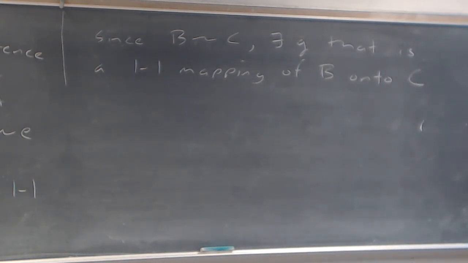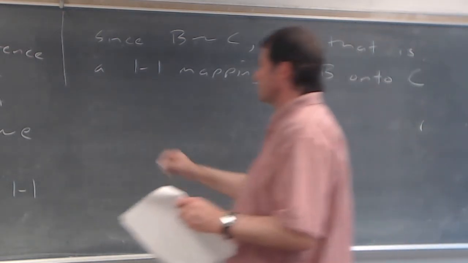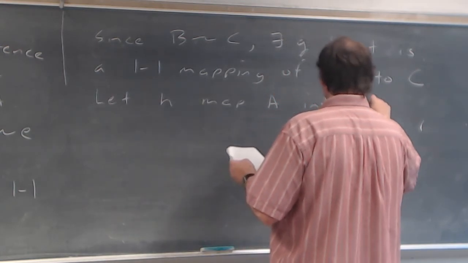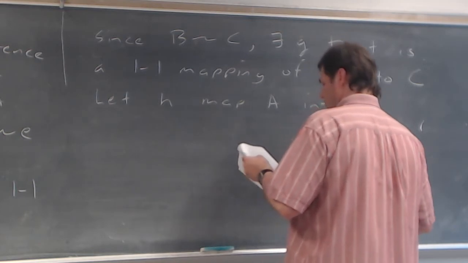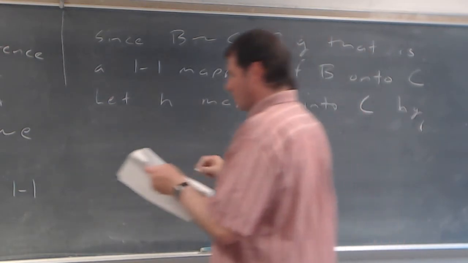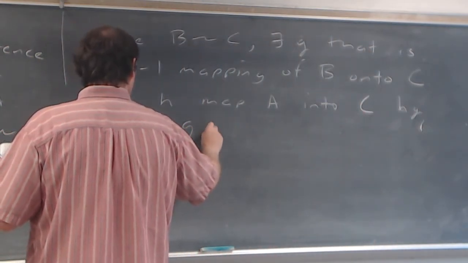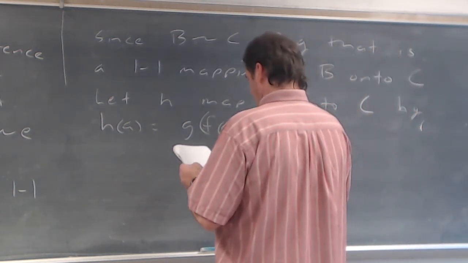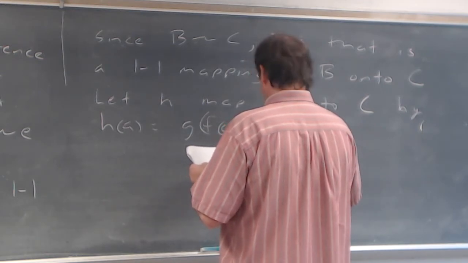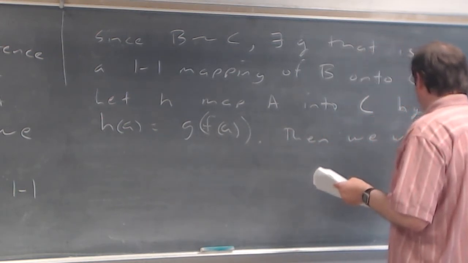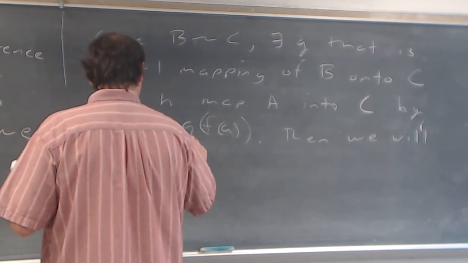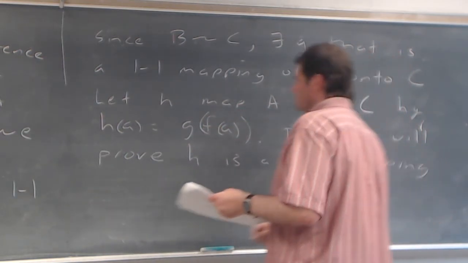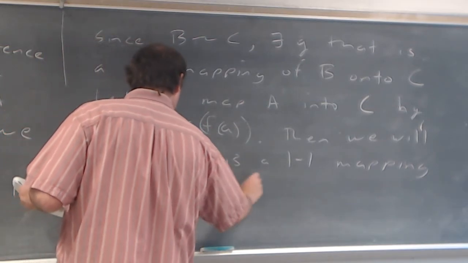So what we're going to consider, we're going to let H map A into C by H of A is equal to G of F of A. Then what we're going to prove is that H is a one-to-one mapping of A onto C.